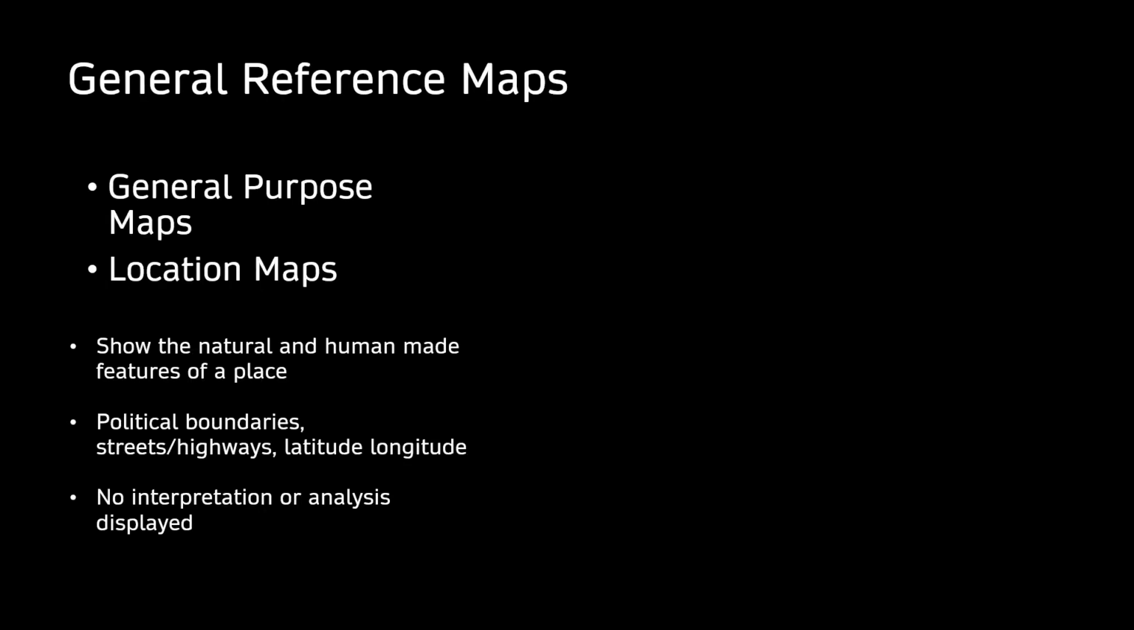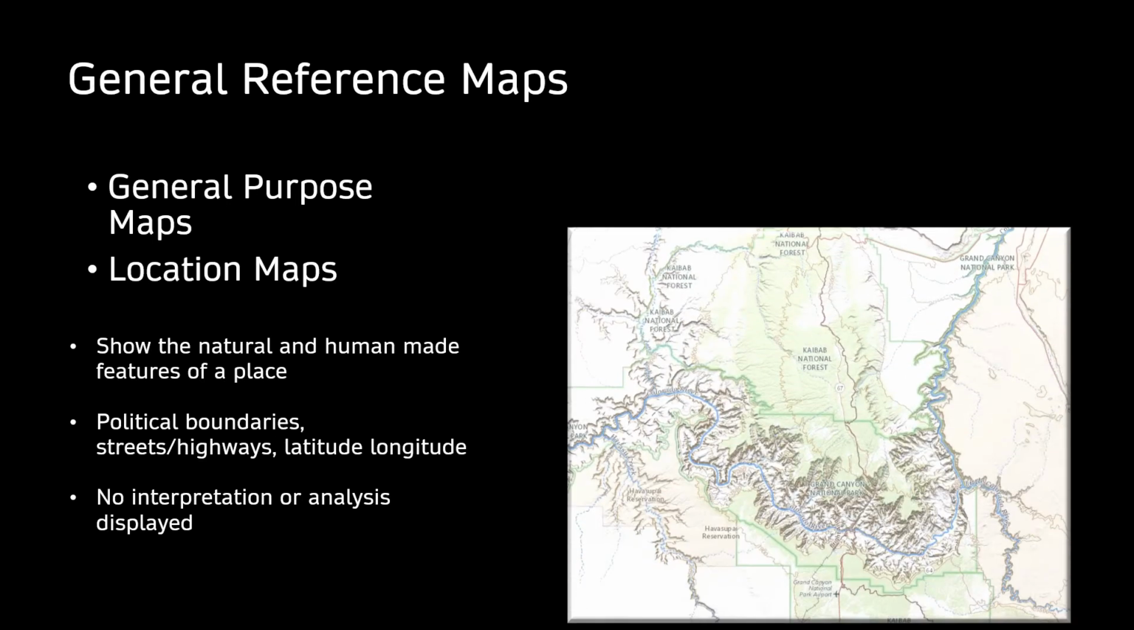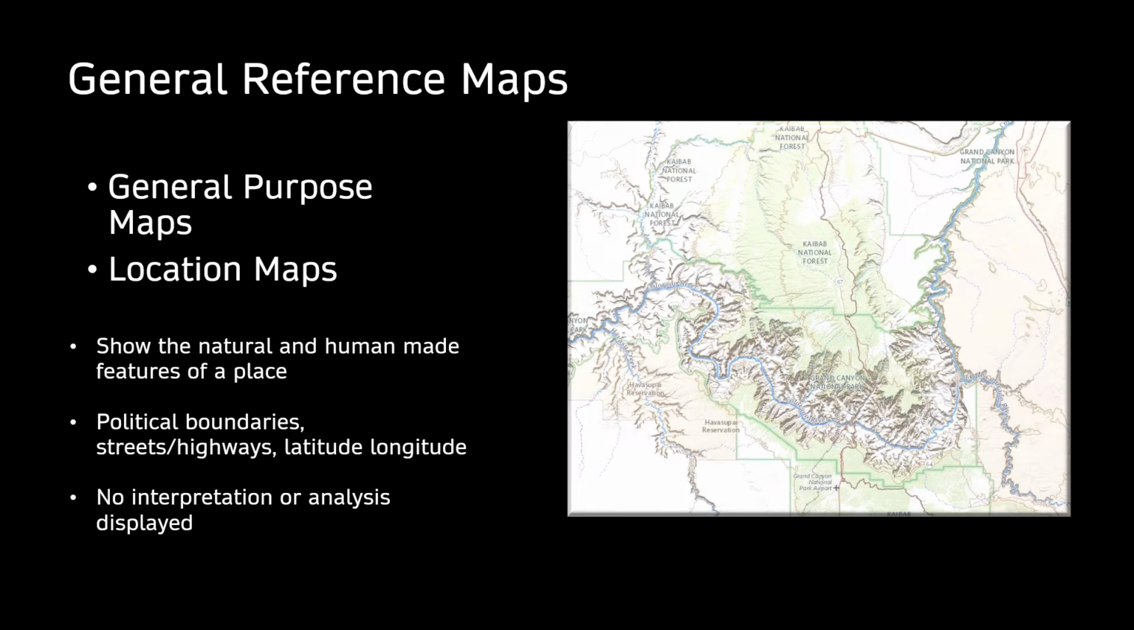Let's cover a little bit about general reference maps, right? These can also be called general purpose or location maps, but these maps are going to show the natural and human-made features of a place, right? So we're looking at this map here of Grand Canyon National Park. We can see the park boundaries itself. We can see the boundaries of the surrounding national forest area. I can see some highways in there, the Colorado River, even an airport, right? So this is a location map representing the location of those features.